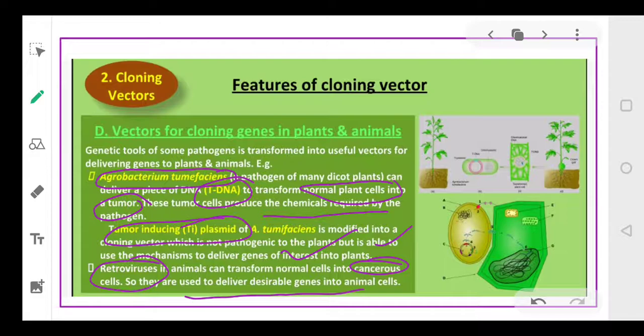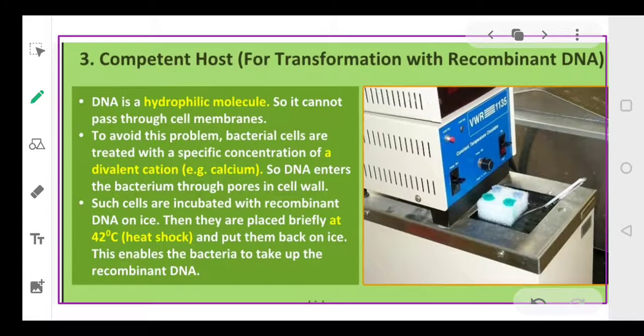Any doubt anybody has now? Okay. Now coming to the third concept, that is called competent host. Okay, that is for transformation with recombinant DNA.